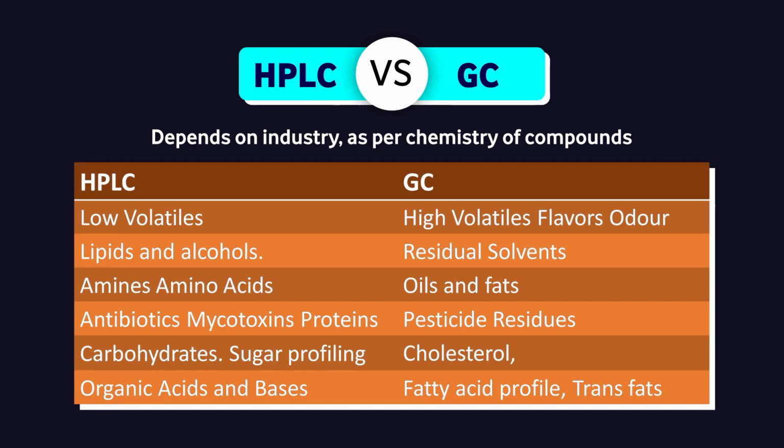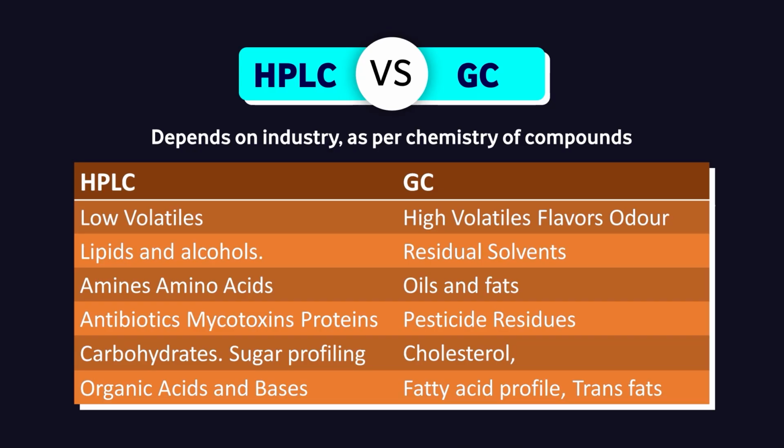For example, for low volatile compounds, that means solid, semi-solid, which do not volatilize, HPLC is the best equipment. In GC, high volatile compounds: flavors, odor, all components which are highly volatile. In HPLC, lipids and alcohols. In GC, residual solvents. In HPLC, amines and amino acids, antibiotics, mycotoxins and proteins, carbohydrate, sugar profiling. We can't do sugar profiling of carbohydrates by GC. Only it is possible by HPLC. Organic acids and bases are best done with HPLC.